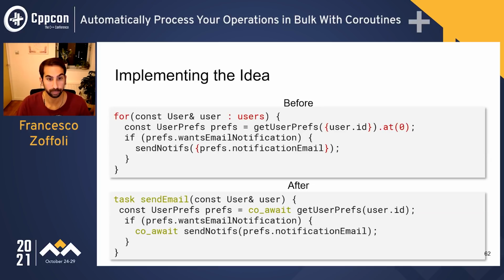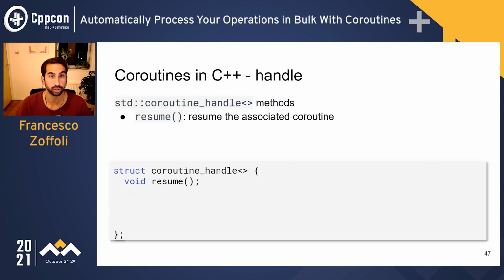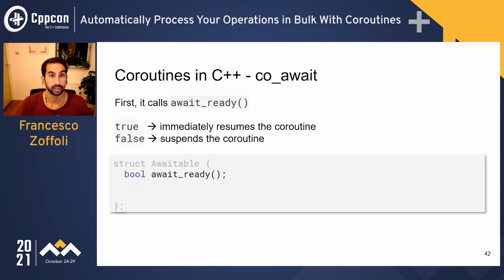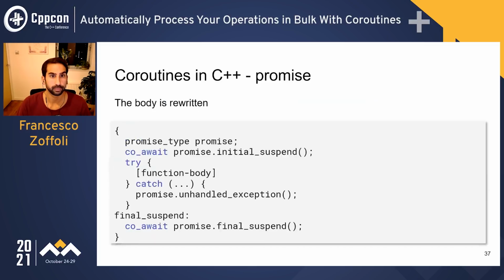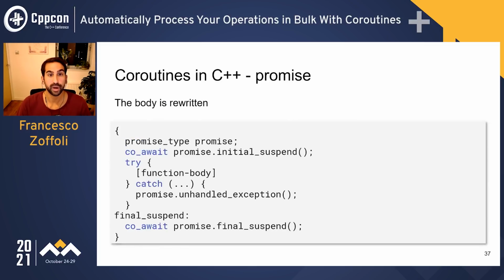Let me go back to our initial function, showing how it's rewritten. Okay, here we are. So the body of your function is going to be written like this, and you are going to implement unhandled exception. So you can use exceptions. It's simply that how you propagate it back to the coroutines depends on you.